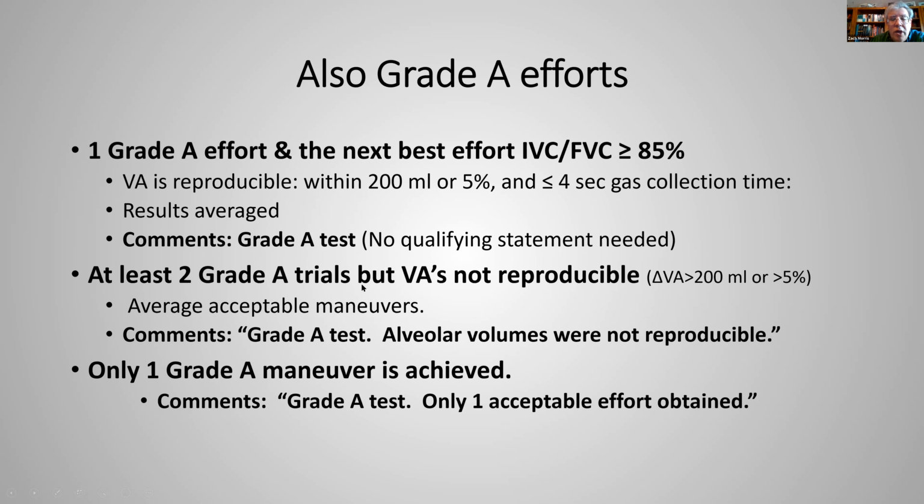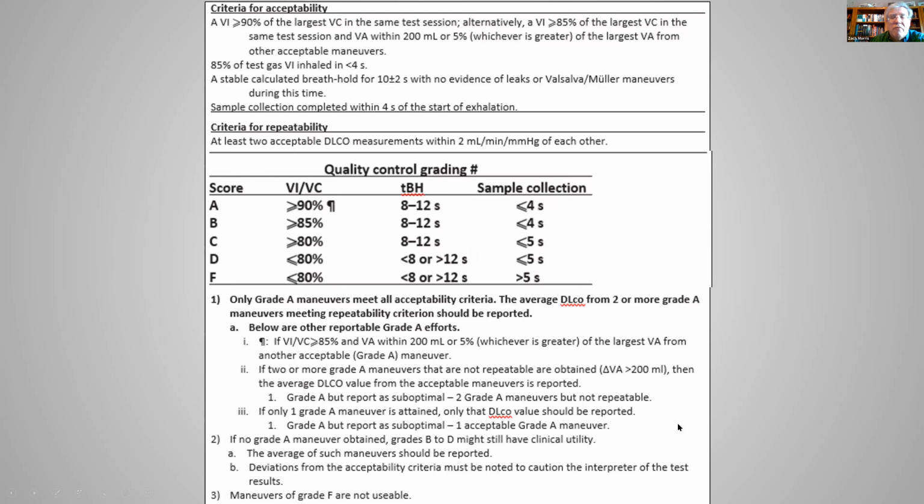If you have at least 2 grade A trials, but the alveolar volumes differ by more than 200 milliliters and are not reproducible, you can average them and still call it a grade A, but then you have to add the qualifying statement: alveolar volumes are not reproducible. If you have only one grade A maneuver, you just have to toss the rest of them. You can still call it a grade A, but you say only one acceptable effort obtained. Now compare this to the spirometry guidelines for grading, which say you need at least three efforts. Under those guidelines, if you only do one effort, you have to call it a grade D, whereas here you can still call it a grade A, but just mention one acceptable effort.